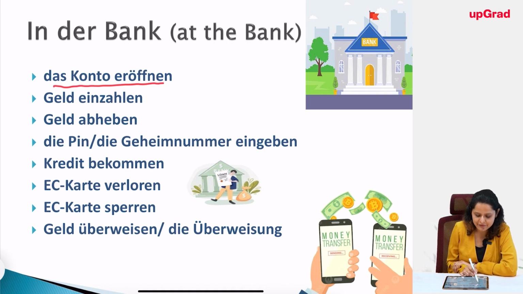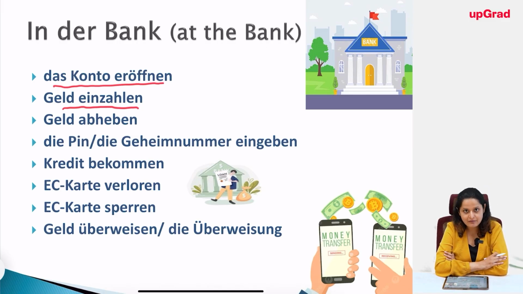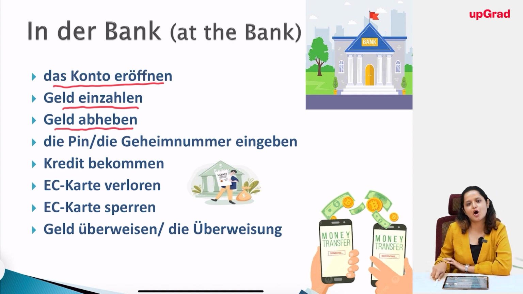After that, we have the word Geld einzahlen. Einzahlen is to deposit. So when you want to deposit money in your bank account specifically, the word that we use here is einzahlen. So Geld is money. Einzahlen is basically to put money in your bank account. After this, we have Geld abheben, which is the opposite of einzahlen, which means to withdraw money or take out money. So einzahlen is putting in money. Abheben is taking out money, which is withdrawing money.